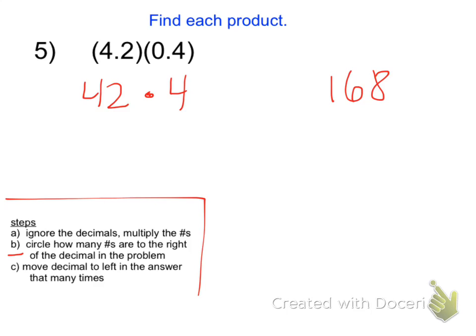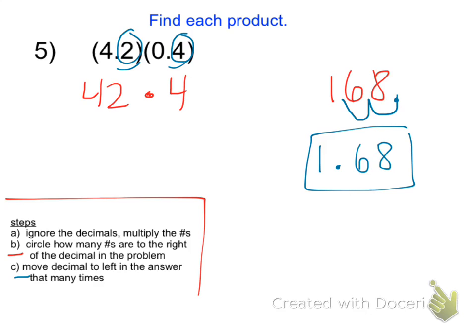Now, what you do with that answer is, we're on step B right now. Circle how many numbers are to the right of the decimal in the problem. So we're going to go up to the problem right now, and we're going to circle the numbers to the right, and I've circled 2. So now, step C, move the decimals to the left in the answer that many times. Since I circled 2, I come down here, start at the end, and move it over 2. 1, 2. So my final answer is 1 68/100.